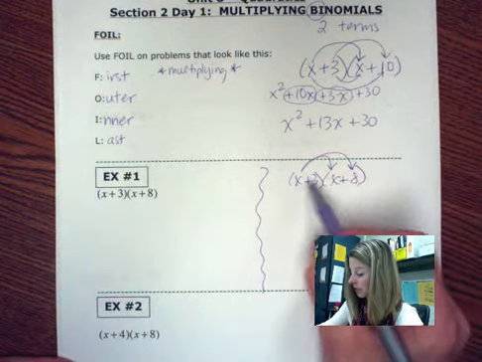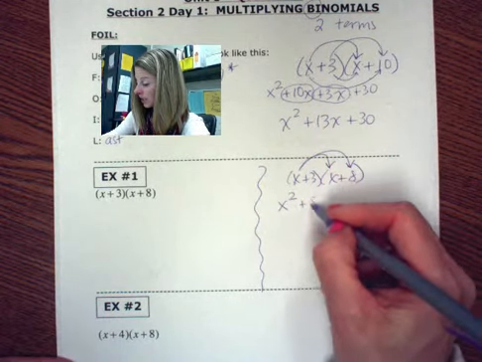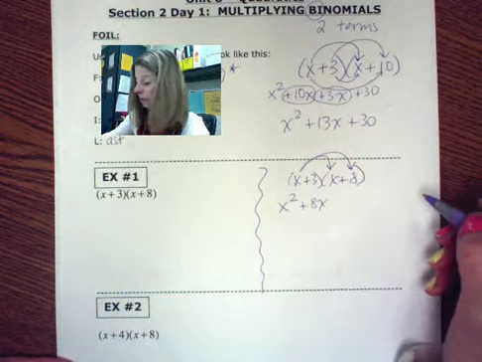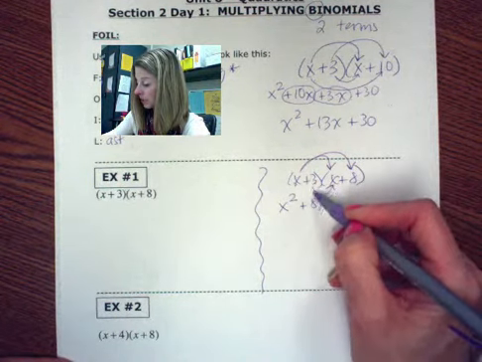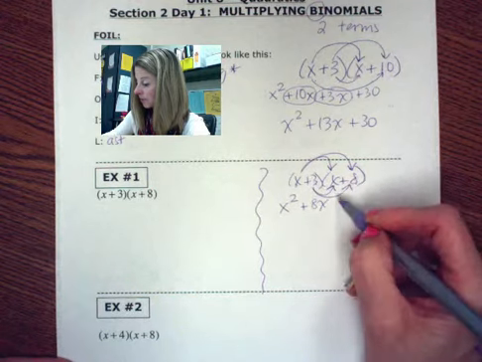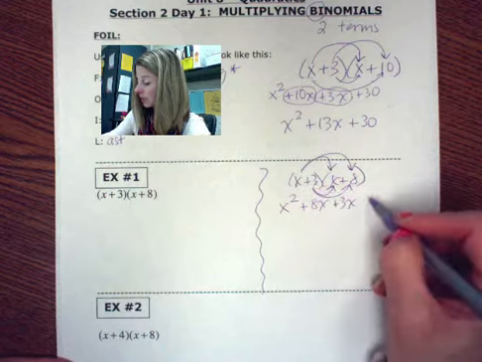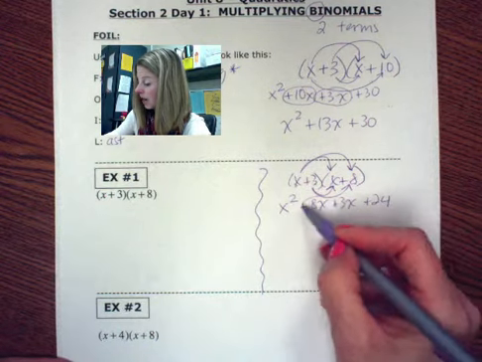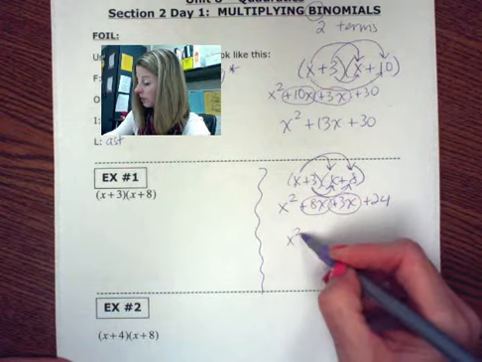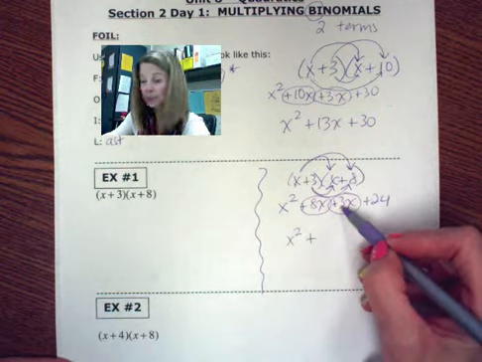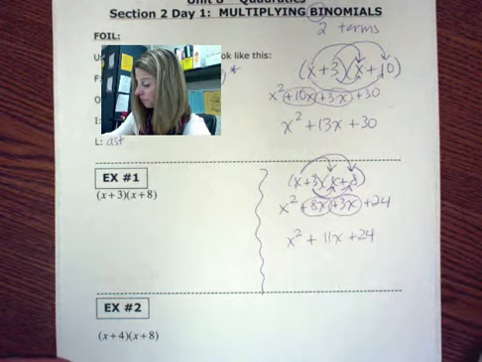Okay, so let's do that. X times x is x squared. X times 8 here is plus 8x. Now go back and grab the 3, and I have to do that to the x and the 8. So I'm going to do 3 times x, 3 times 8. So 3 times x is 3x. 3 times 8 is 24. So I have the 8x and the 3x combined. So x squared, 8 plus 3 is 11. So x squared plus 11x plus 24.